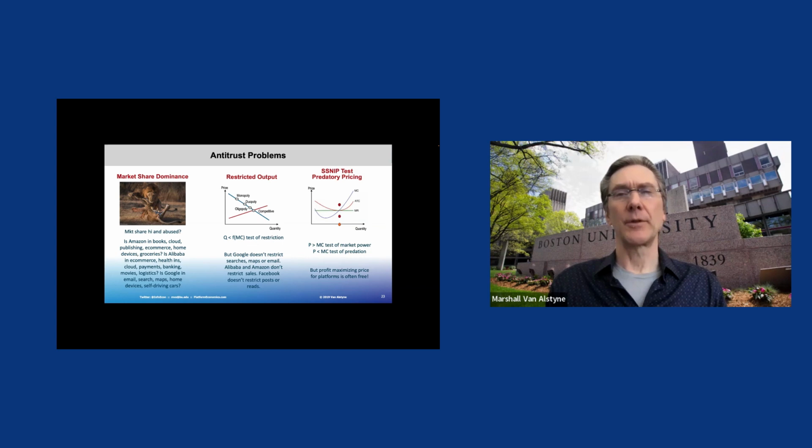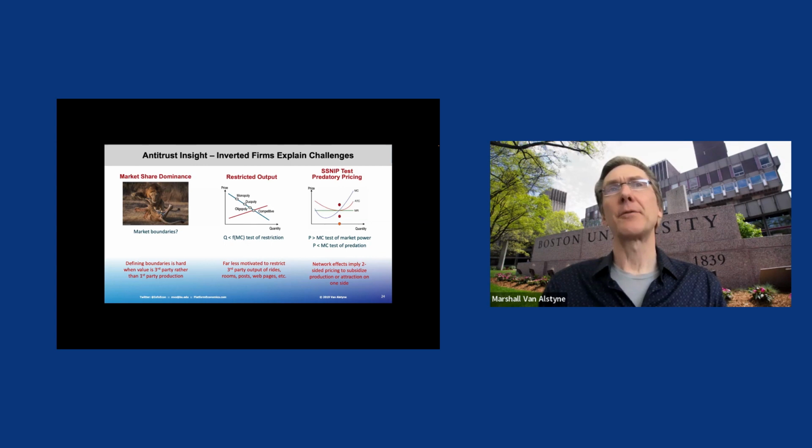Well, again, return to these externality issues. In every single case, if we take a look at it, defining the boundaries is hard if it's third-party production rather than first-party production, if others are providing a lot of the services. Or what about restricting output? You're far less motivated to restrict output if third parties are providing the rides, the rooms, posts, and web pages. You incur zero marginal cost, so every incremental interaction is incremental revenue. You're not incurring marginal costs at all. Of course, in the two-sided network effects, in the pricing models, obviously the zero price is frequently optimal.